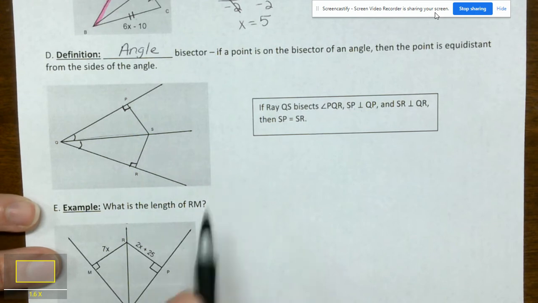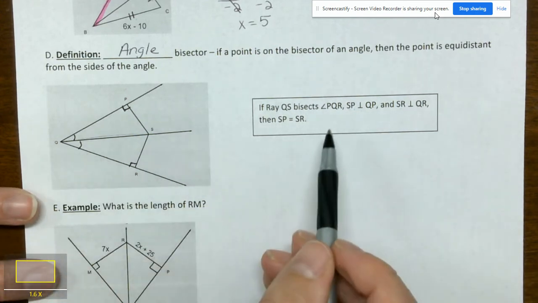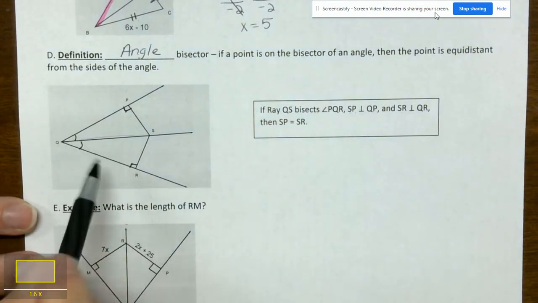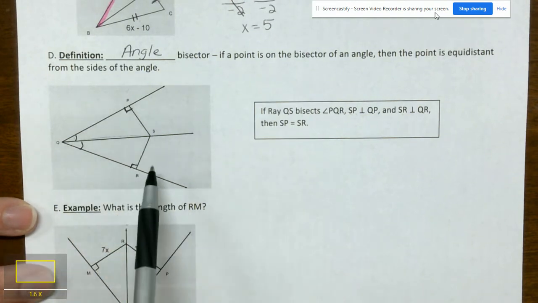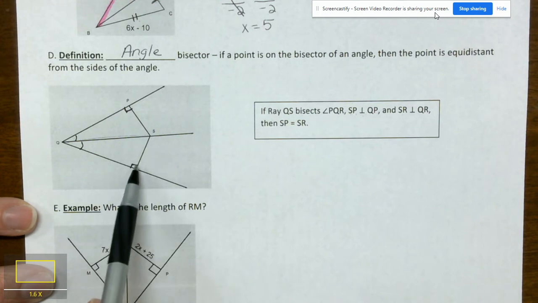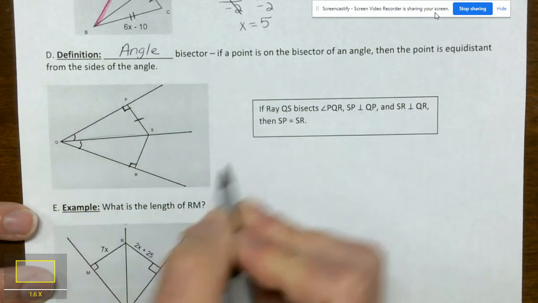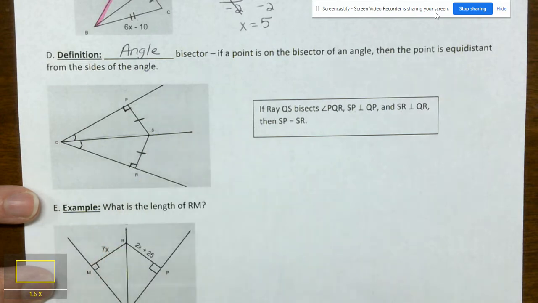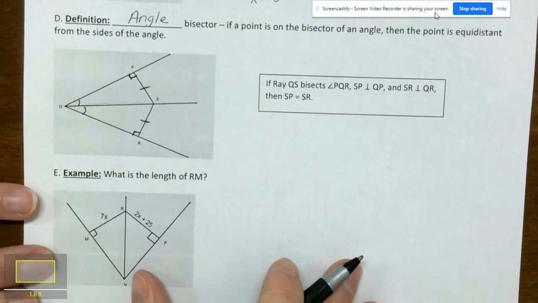Then we can say, based on all of this information, if ray QS bisects PQR, that means these two angles are equal. SP is perpendicular to QP, meaning this is a 90-degree angle. And SR is perpendicular to QR, meaning that this is a 90-degree angle. Then SP equals SR. These two sides are going to be equal to each other. Okay, so let's see how that would apply to a problem.